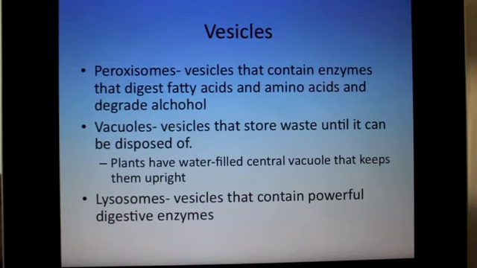Here are some different kinds of vesicles. The first are the peroxisomes. These vesicles contain enzymes that digest fatty acids and amino acids and degrade alcohol. Next, you have the vacuoles. These are the vessels that store waste until it can be disposed of. Plants have a very large water-filled central vacuole that keeps them upright. It's actually like a little pressure bladder that keeps them up. Then we have lysosomes. These are vesicles that contain powerful digestive enzymes used to break down things in the cell.